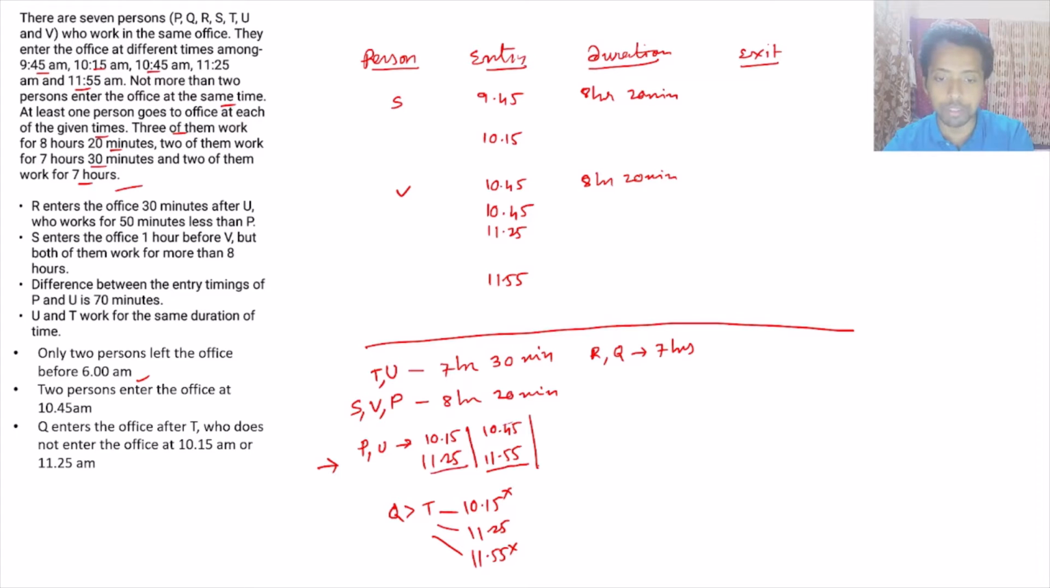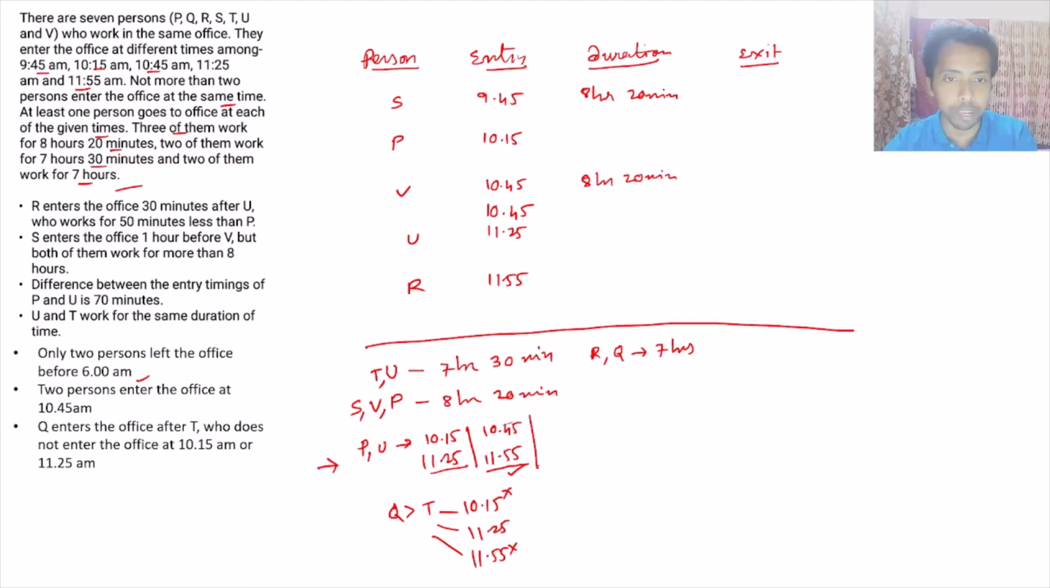If it does not serve, then we will move to this set, right? So P is 10:15 or 11:25. First I am taking P is 10:15. So U is 11:25. Then if U is 11:25, R enters 30 minutes after U. That means R should be here. Now another condition can be P is 10:15, U is 11:25, R is 11:55.